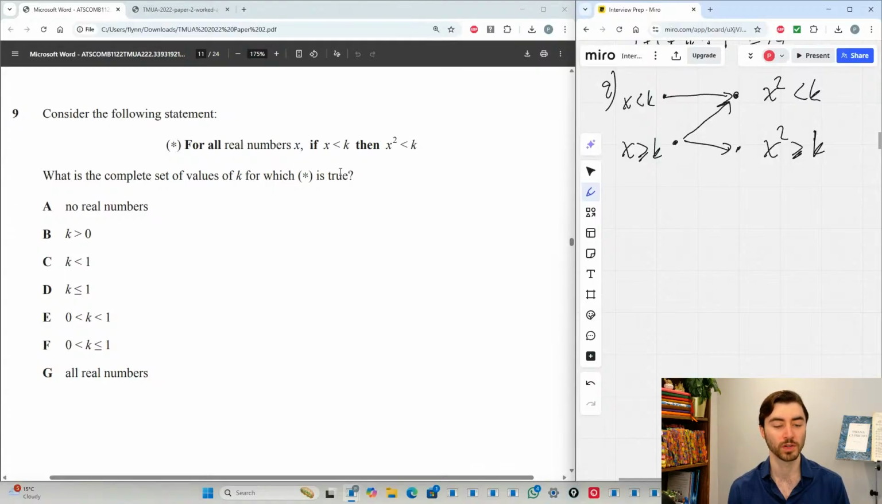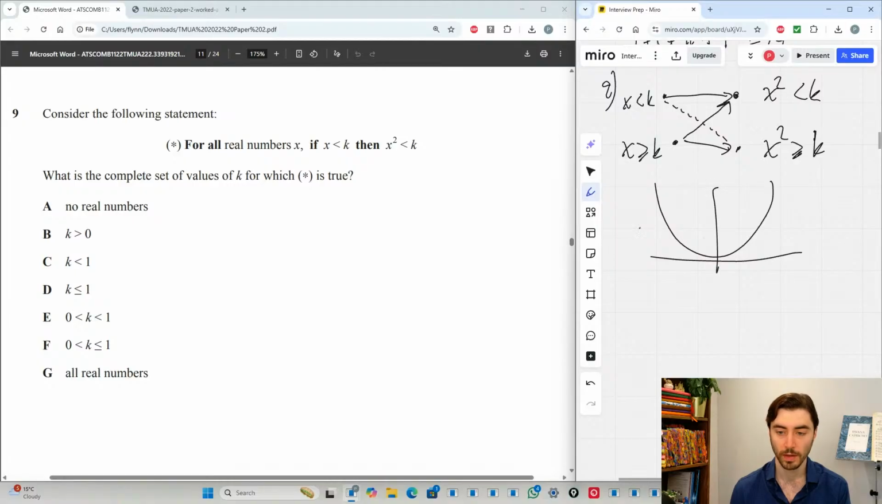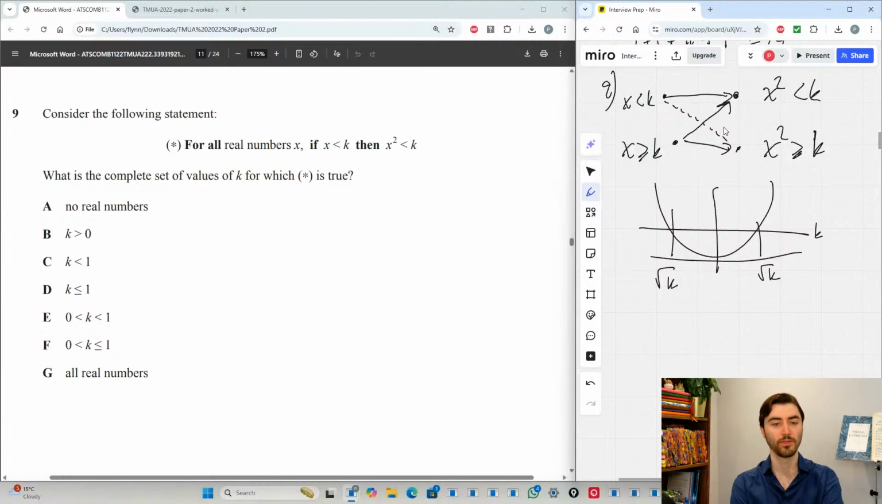So what is the complete set for which this is true? Well, what we need to consider is this. What they're saying is this cross term does not exist. We can consider anything for which the cross term is true and exclude that. So where is it true that x squared is bigger than k? Let's draw x squared. Bigger than k, well, it's root k. So the cross term is true if x is less than k.